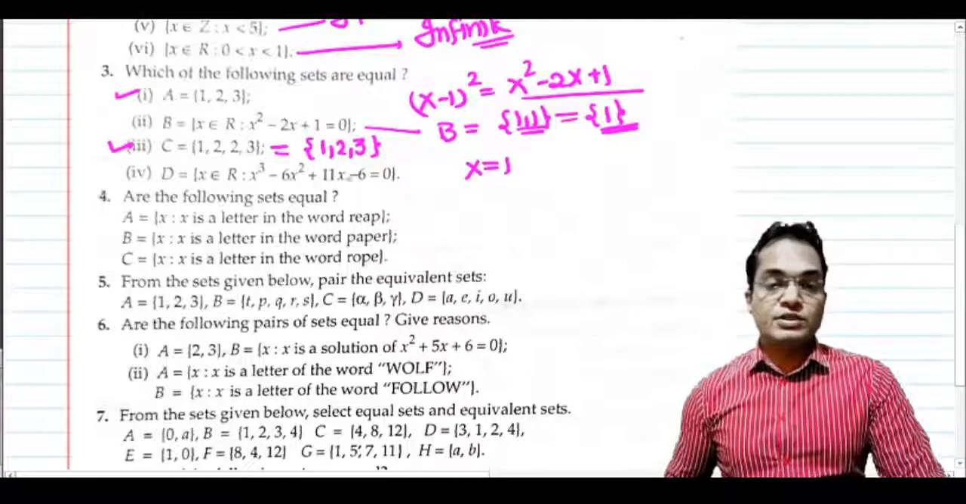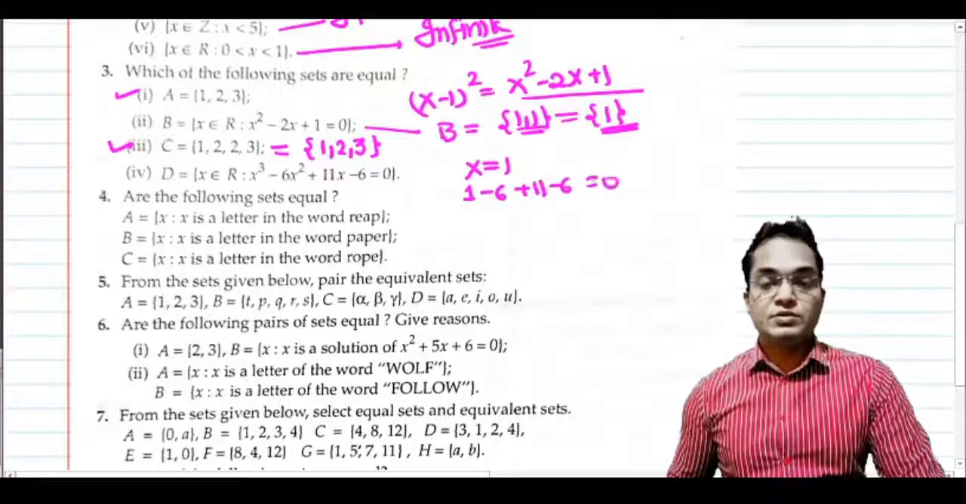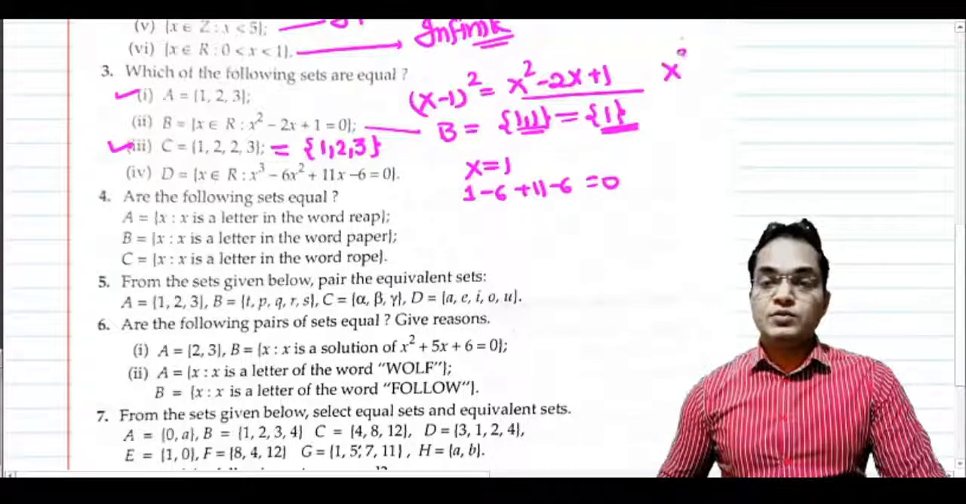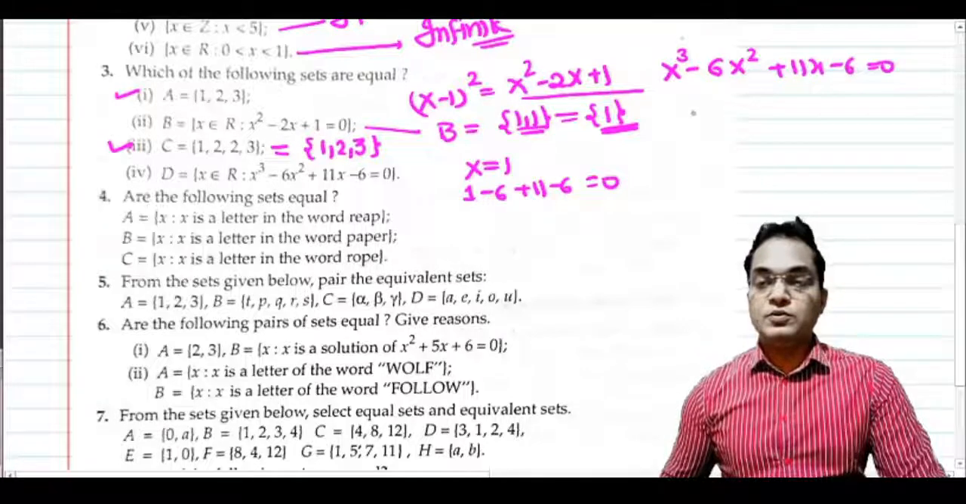Yes, x equals 1 is the solution. If we put in 1, then it is 1 minus 6 plus 11 minus 6 equals 0. Then you have to find the other two roots also, for x cube minus 6x square plus 11x minus 6 equals 0.